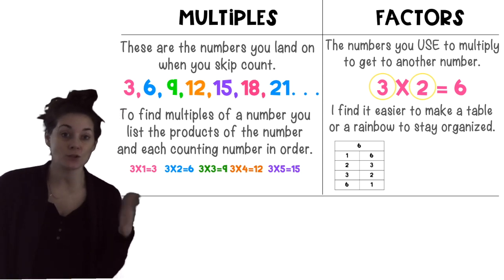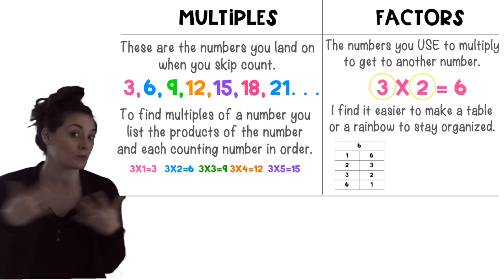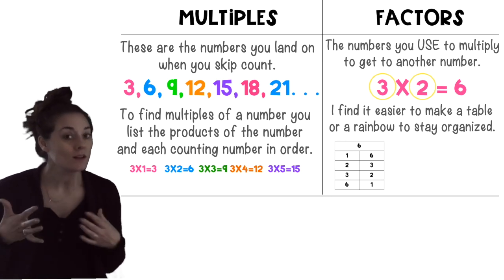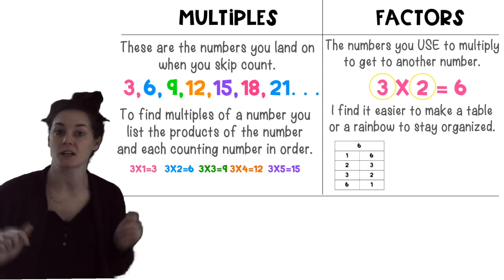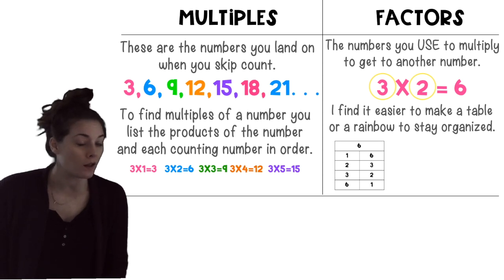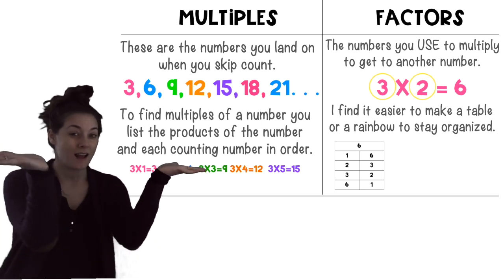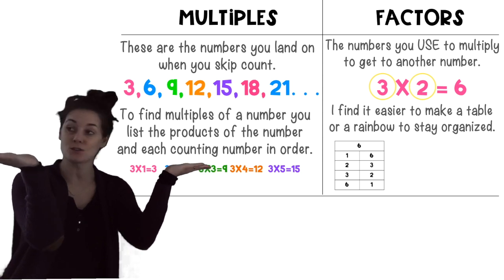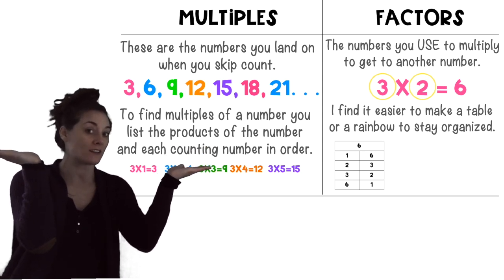Now the next way I can do this is using the rainbow method. The rainbow method is really pretty, but it's not very practical. But if it works for you, great. So I'm going to show you how to do that one. This time we're going to use the target number of 12. I'm going to use 1 and 12 on my ends, or my clouds, because we always know that factors are 1 and itself.